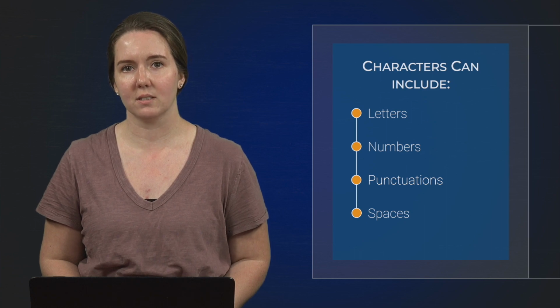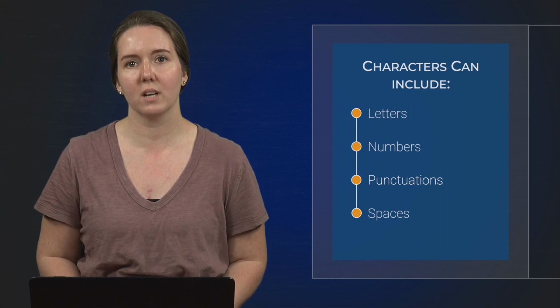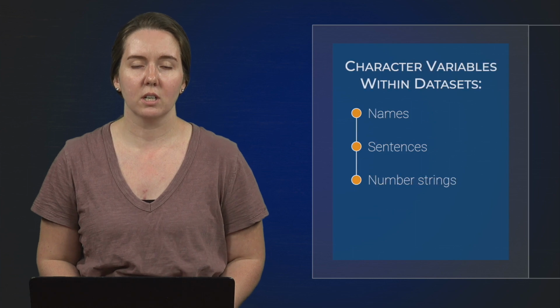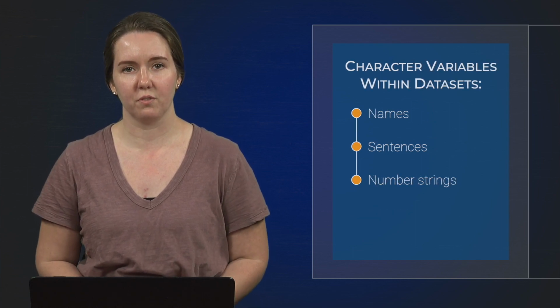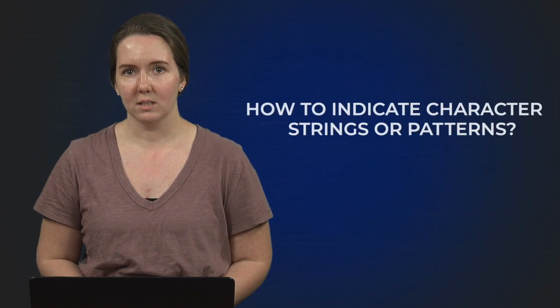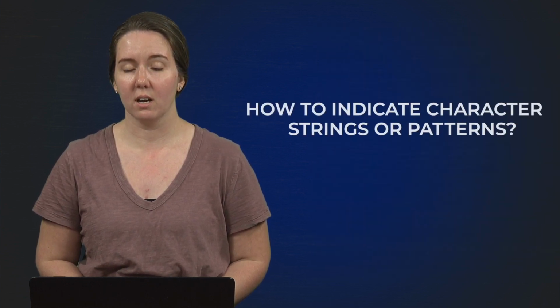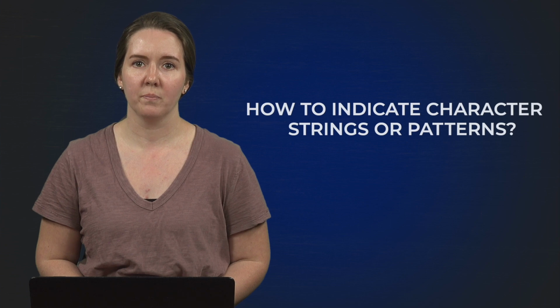Typically, within datasets, character variables are comprised of strings. This could include names, sentences, or even number strings, such as phone numbers. So how do we indicate when we intend to look for a character string or pattern in R? This is where regex comes into play.